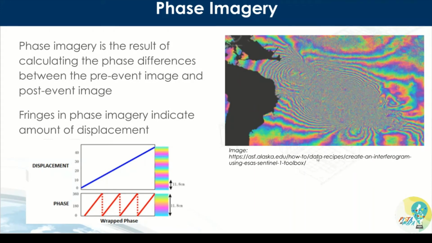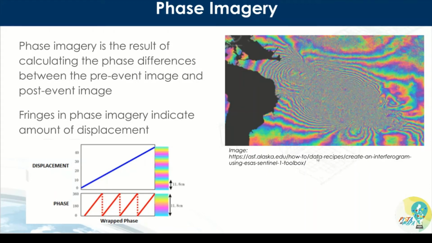So when you're looking up interferometry, you'll often see images like this. So it's rainbow images. How do you really interpret this? This is what we call phase imagery, and this shows the phase differences between the pre-event image and the post-event image.